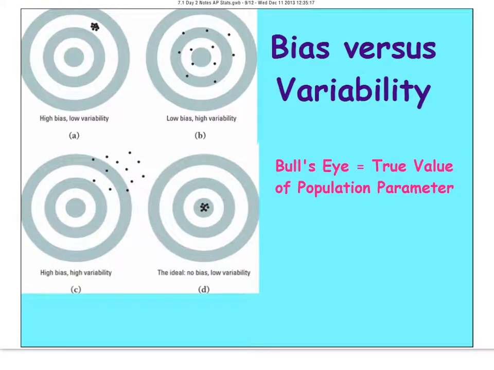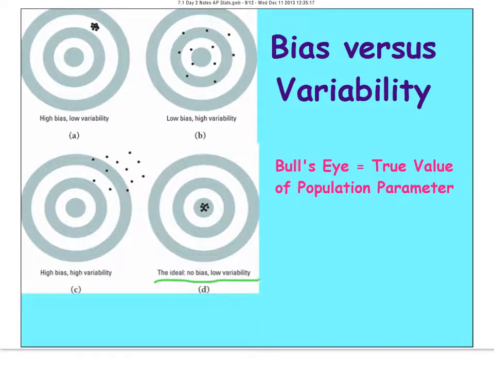So let's talk a little bit more about bias versus variability. In these 4 different scenarios, the bullseye represents the true value of the population parameter, and the dots are the various samples that were taken. In sample D, there's no bias and very low variability. They're considered low bias because the population parameter is the bullseye. These samples are hitting that population parameter, and they're very close to each other, so very low variability.